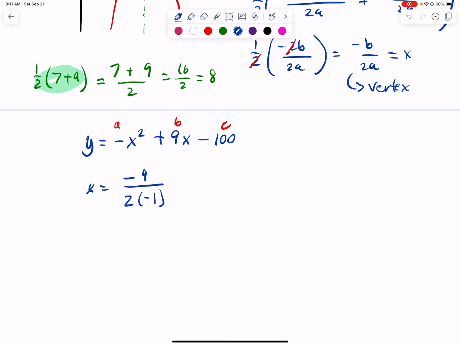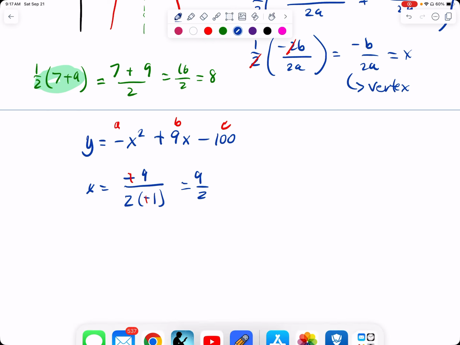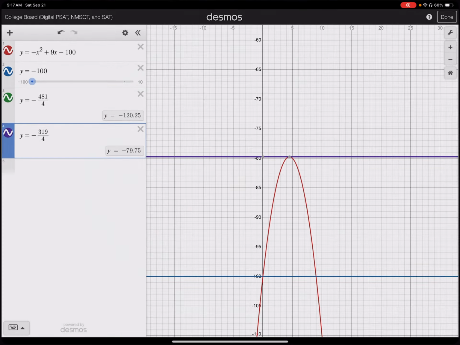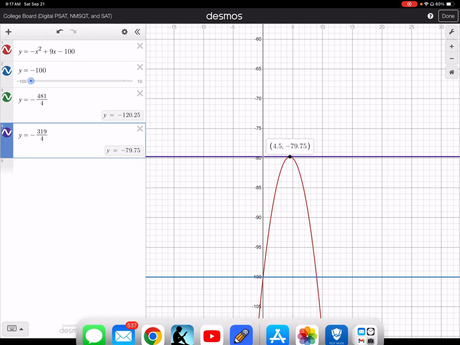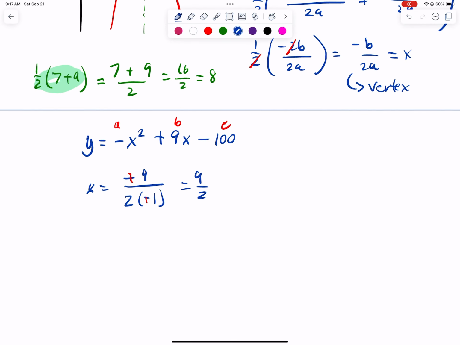So when I simplify this, my two negatives cancel each other out, and I just get 9/2. All right, let's look back at the Desmos for just a second. If I look back at the Desmos, notice that whenever I tap on that thing, it's 4.5. And 4.5 is the same thing as the fraction, of course, 9/2.